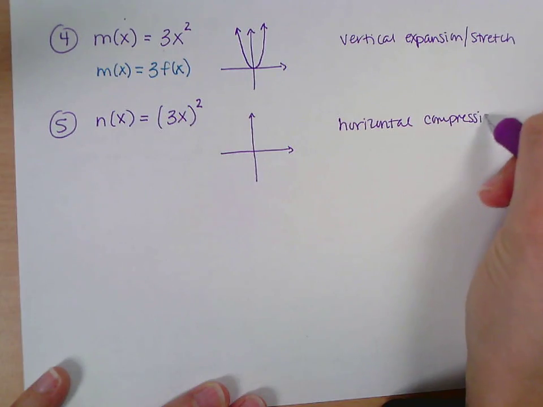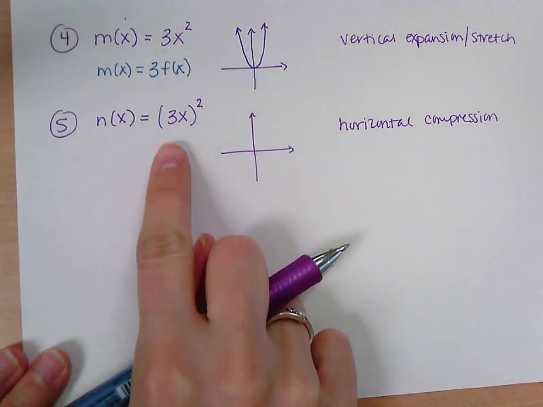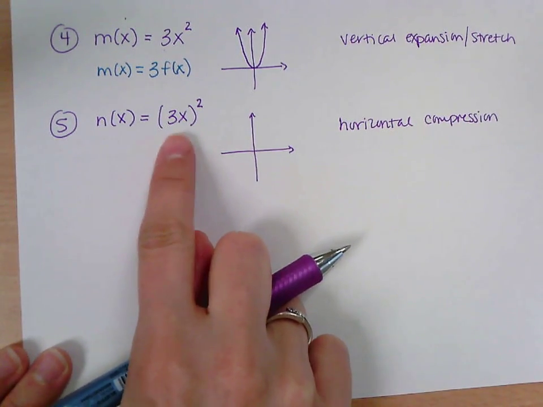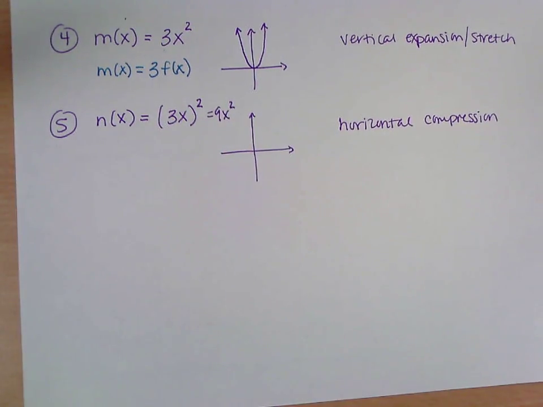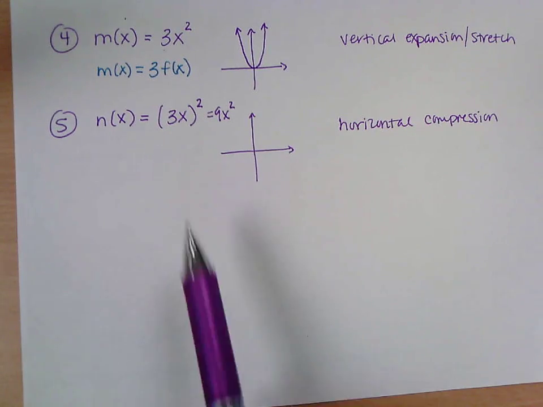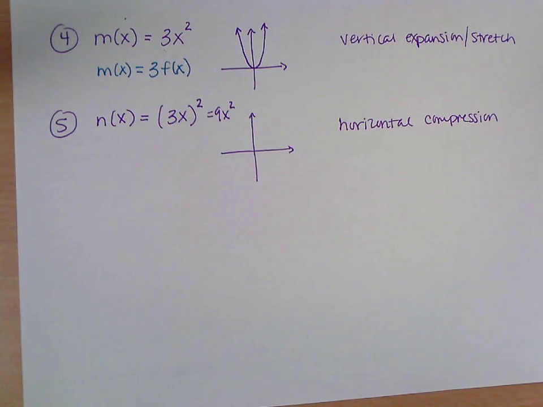And it's the way that it's written also. So if you simplify this, it is equivalent to 9x squared. So if it was written as 9x squared, you would call that a vertical expansion or vertical stretch. But if it's written as the quantity 3x squared, the 3 has the transformation of making it compress horizontally. So if it compresses horizontally, it is stretching vertically. But based on how it's written, that's how you categorize what stretch or compression is happening.